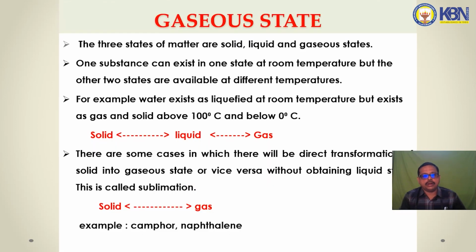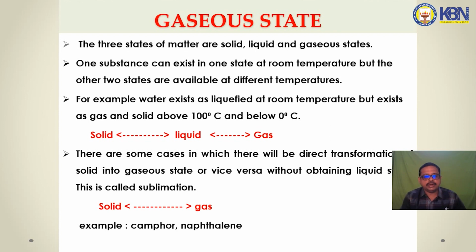Usually, matter can exist in three states: solid state, liquid state and gaseous state. These three states are collectively called states of matter. One substance can exist in one state at room temperature, but the other two states are available at different temperatures. For example, water exists as a liquid at room temperature, but it exists as gas and solid above 100 degrees centigrade and below 0 degrees centigrade.